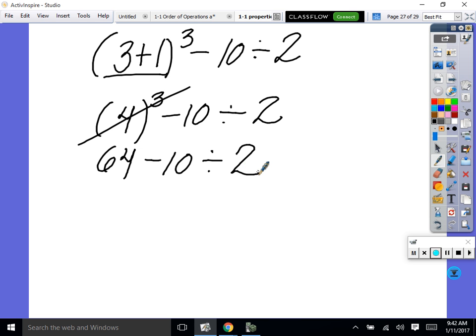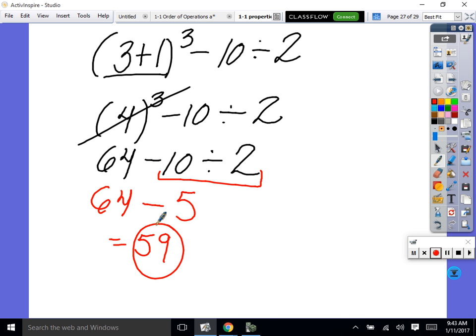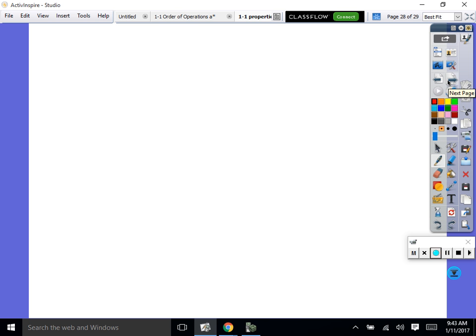Now we're not going to make the mistake of just going down the line like a book. That is not true. What comes first, division or subtraction? Division. So what we're looking at is 10 divided by 2. So we're really dealing with 64 minus 5. 64 minus 5, what do we get? 59 would be our final answer. Any questions on that? I would expect you to show work, so you should be writing this down, following me through this.